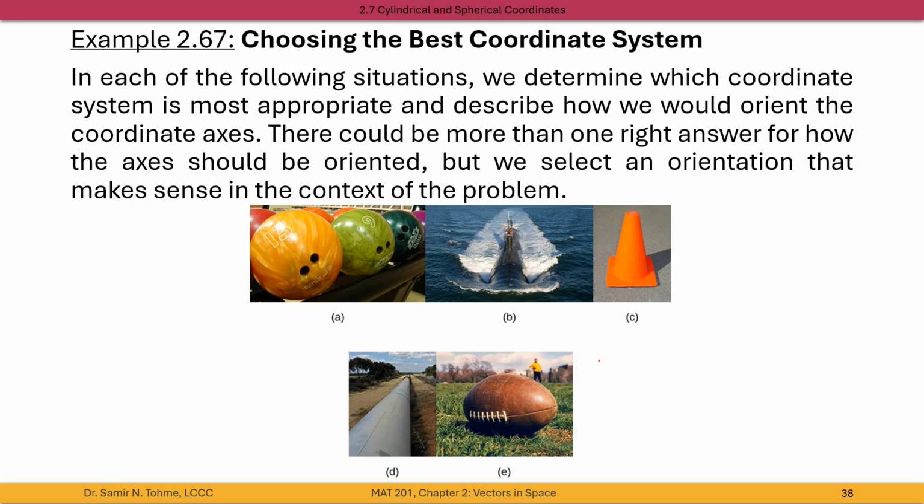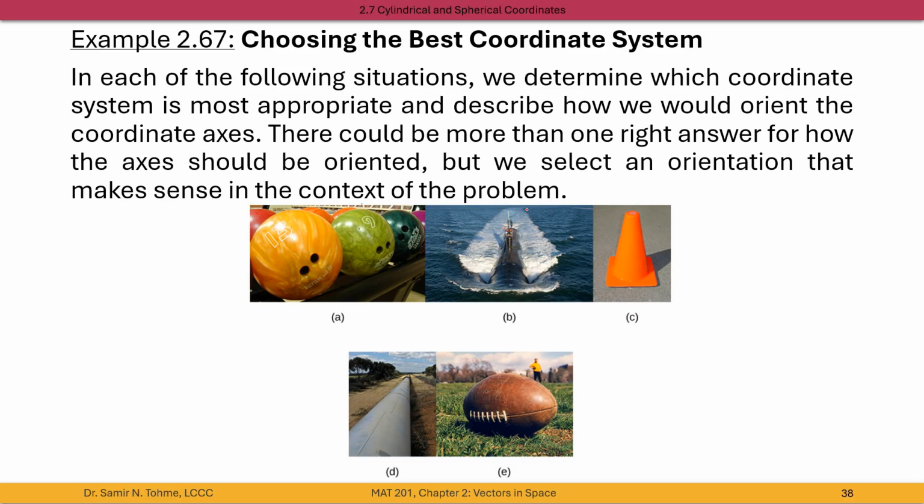You can use any coordinate system you want, but however, be careful. Some physical system, whenever using a particular coordinate system, will make your equations looks more and more complicated, and you don't want that. You want to solve your problem with the easiest possible way. So choose your coordinate system wisely. In each of the following situations, we determine which coordinate system is the most appropriate and describe how would you orient the coordinate axis. There could be more than one right answer, of course, we know that, for how the axis should be oriented, but we select an orientation that makes sense in the context of the problem.